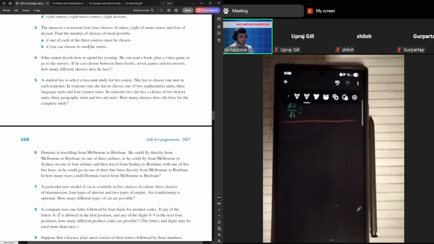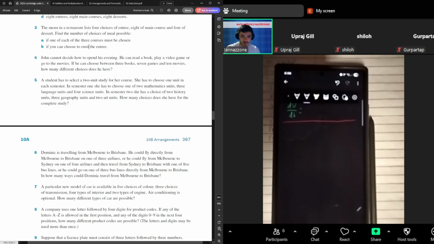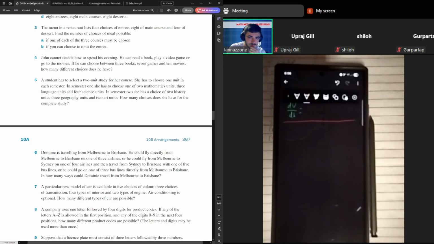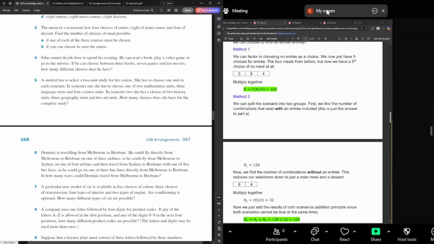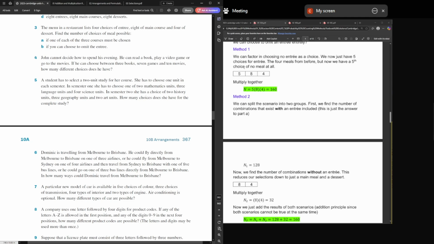The other way is that you can actually split that up into 2 separate groups, where you figure out the number of combinations that exist with an entree, and then you find the number of combinations that exist without the entree at all. So what that would look like is as follows. If I change that screen share over, what was described was method 1. What I'm describing now is method 2, which is you can split the scenario up into groups.